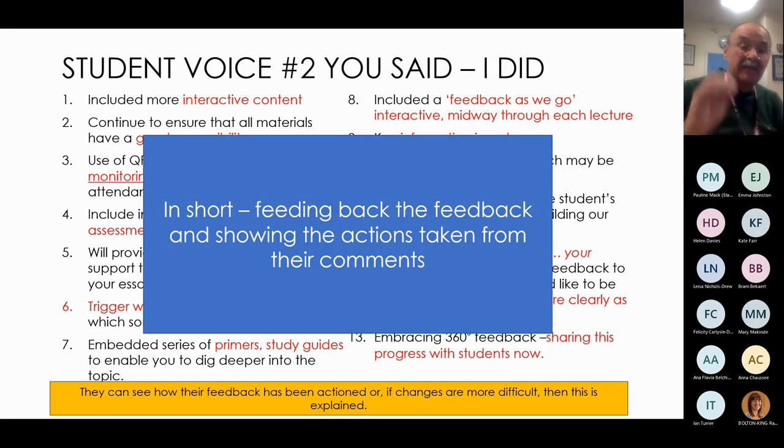And again, feeding back in this way: students, you said, we did. I spent a good amount of summer going through the changes and making it obvious to students how their views have been taken forward. So yes, I think I mentioned the hyperlinks, feedback as we go. That was interesting, and again, I'll explain that a little bit more in the presentation.